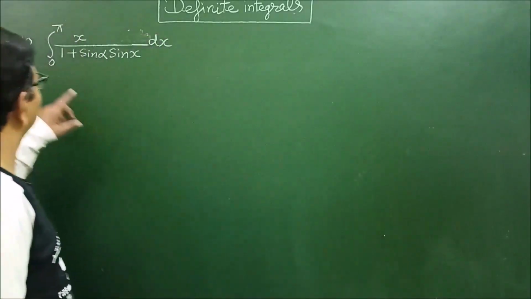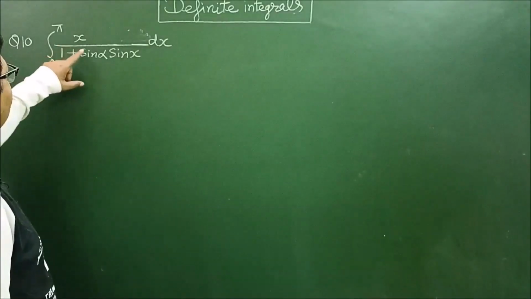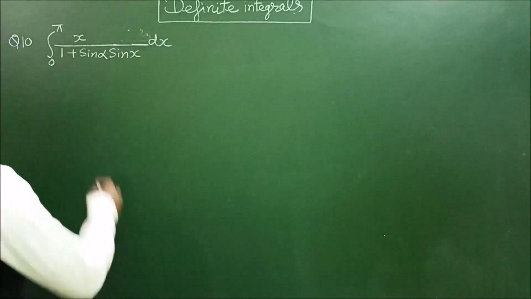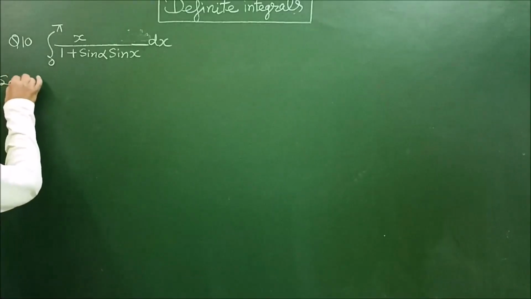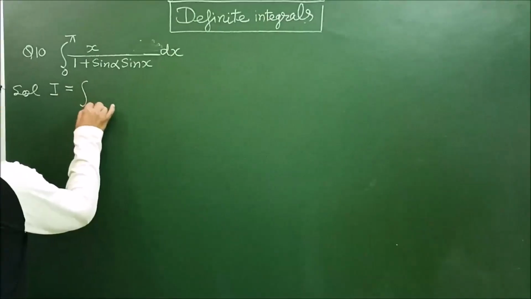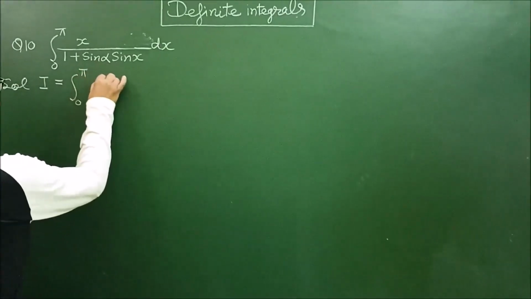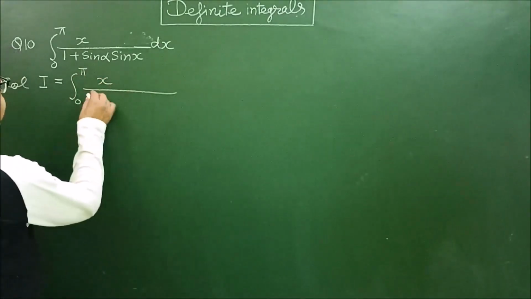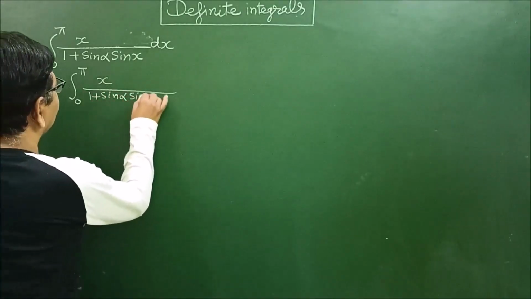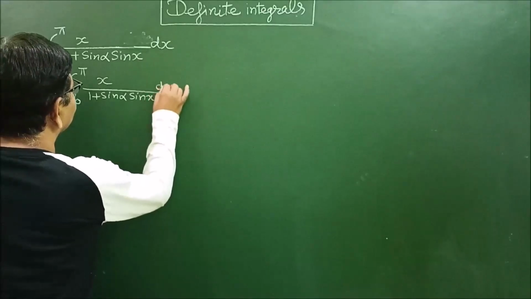Question is evaluate integral 0 to pi x upon 1 plus sine alpha sin x dx. So let the value of this integral be equal to I. I is equal to integral 0 to pi x upon 1 plus sine alpha into sin x dx.